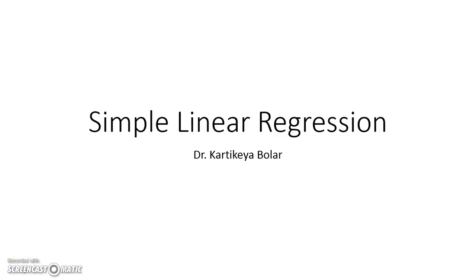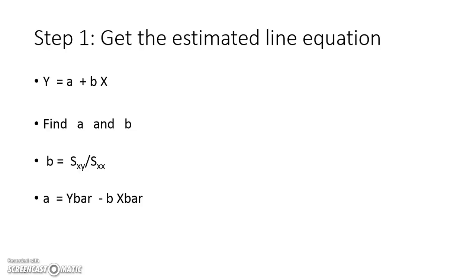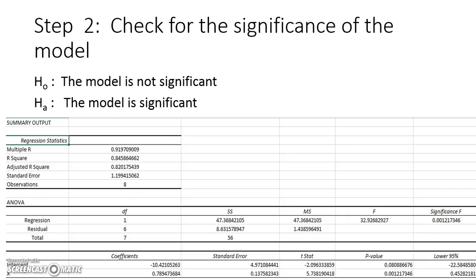Hello once again. In this video on simple linear regression, let me take forward the same problem and discuss some regression statistics regarding it. So we had this problem wherein sales was the dependent variable, whereas advertised expenditure was the independent variable, and we discussed all these things in our last video. Let me straight away go on to explain the different regression statistics involved in a simple linear regression.